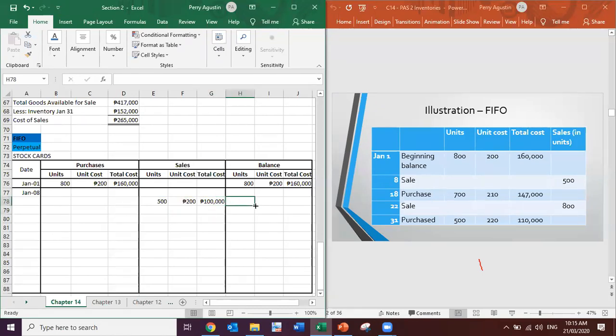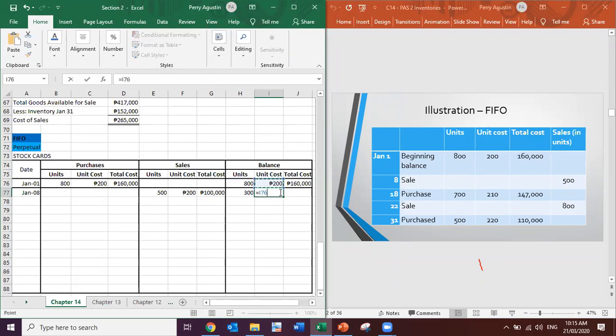And then in the running balance, we have to compute how much is left. So guys, in the beginning, we have 800. Then we have sold. So how many is left? So 800 minus 500. So that is 300. But how much should be the unit cost? The unit cost is equivalent still 200.